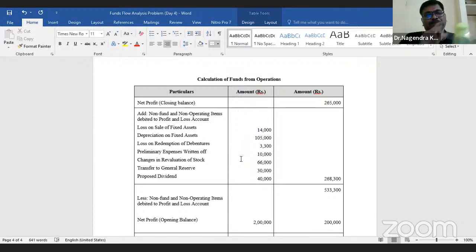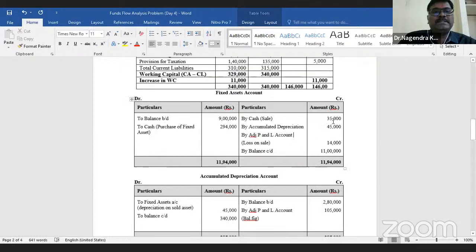Now let us see. From the sale of investments, you have seen here that in machinery, when we draw a machinery account, we have sold a certain amount of machinery during the year. So out of this sale, what happened is that we derived a loss of 14,000.